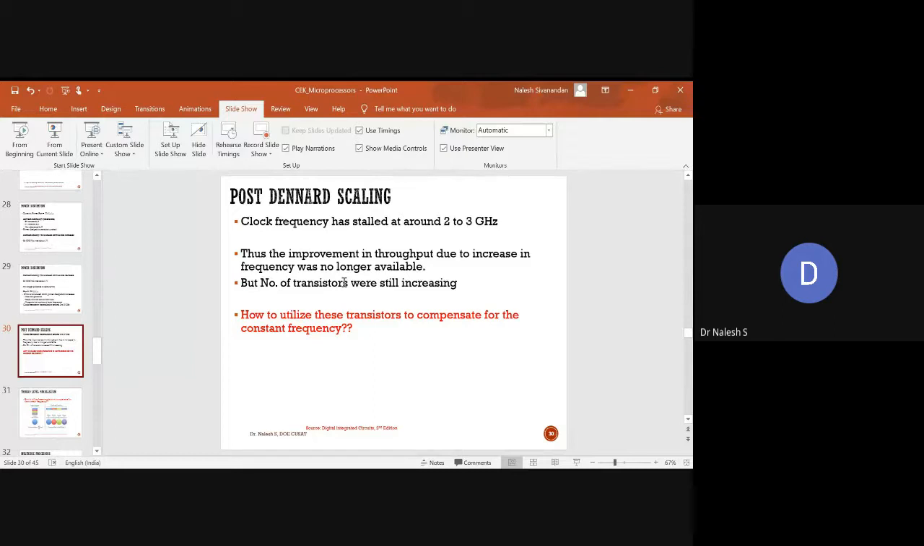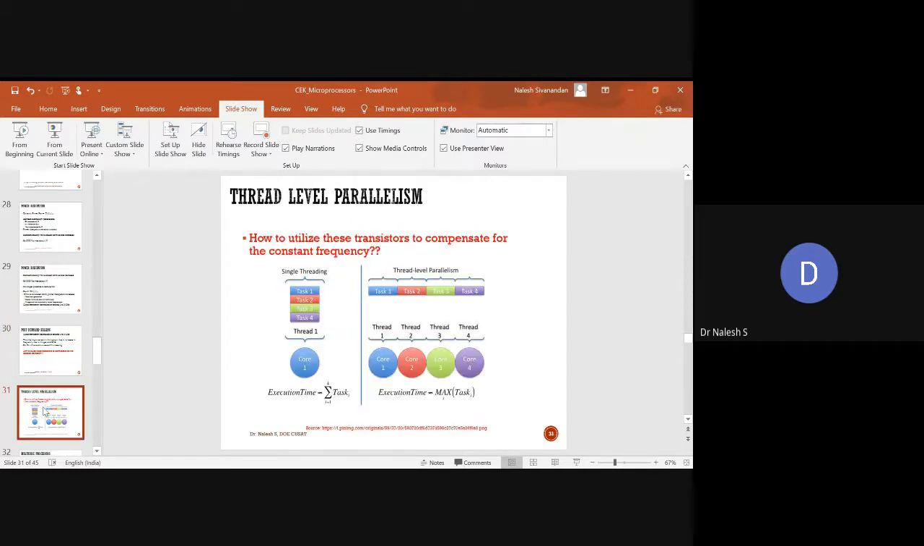How do you utilize these transistors to compensate for constant frequency? All the improvements which we mentioned earlier with sequential processors have become very complicated, and by 2005 you can't improve further. Any further improvement will give you only very small improvement in performance. So that was not an option. The other option was to utilize what is known as thread level parallelism.